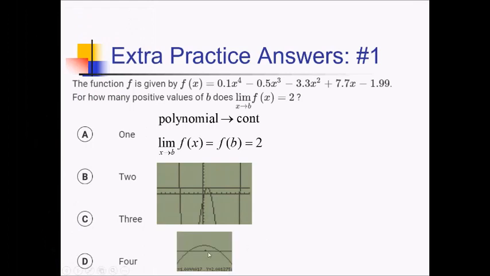So there was the situation. Overall, we have 1, 2, 3, 4 intersections, but only 3 of them count because only 3 of them involve positive x values. So this is 3 positive values for b, which is what they're calling the x values here. That means that we've got answer choice C after all that.